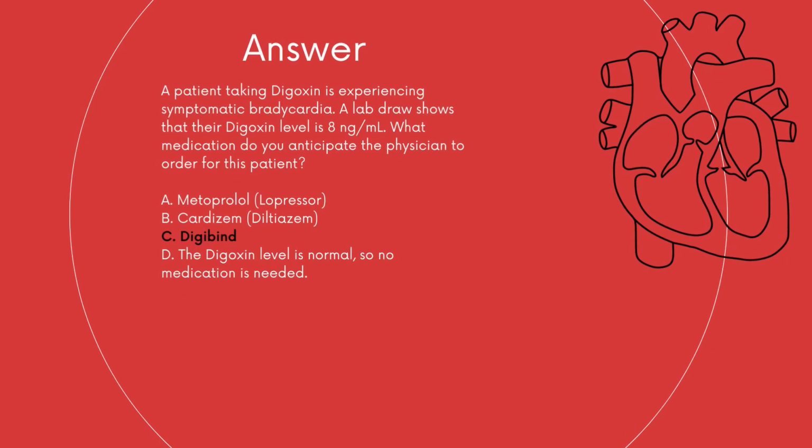The answer for question 5 is C, Digibind. So, like I stated before, because the patient has symptomatic bradycardia, which is a side effect of digoxin, it can be seen that the dig level is high, and that a dig level of 8 is high. Digibind is the reversal agent for digoxin, and it can be given if a patient has been taking too much.